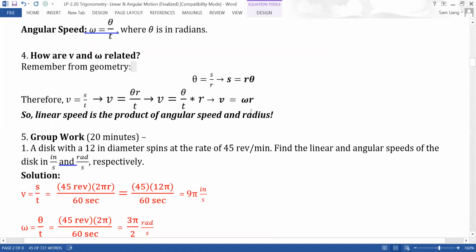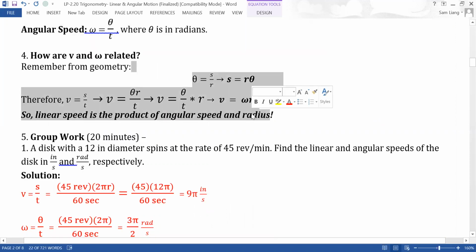To start us off, I want you to remember from geometry, so freshman year, theta equals S over R. This is a formula that relates the central angle, arc length, and radius. So the central angle of a circle is equal to the arc length, the distance along the circle, divided by the radius. And then if you cross multiply, you get S equals R theta. We're going to use that to come up with a formula that relates linear and angular speed.